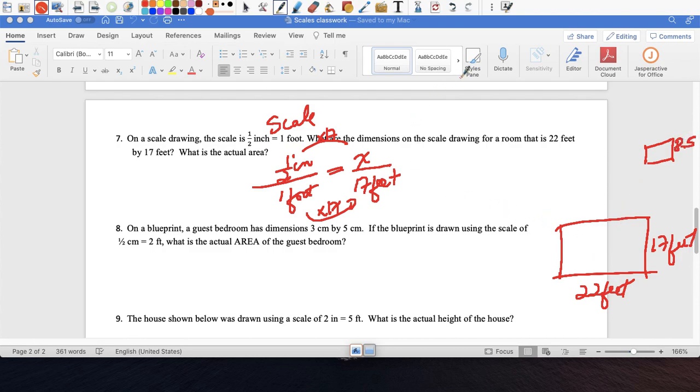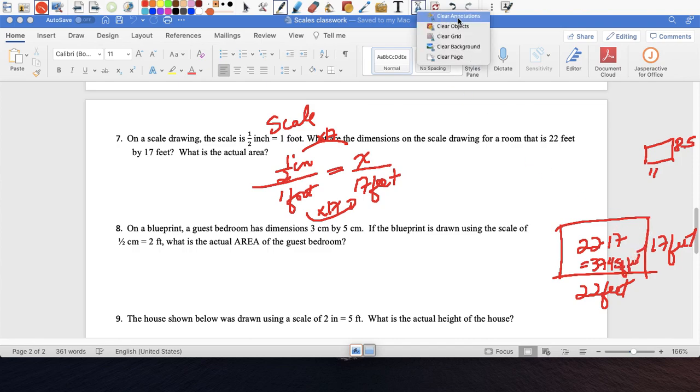Well, the 22, we're just going to divide by 2. So this is going to be 11. And the actual area, well, I don't know why that is there, but it's 22 times 17, the actual area, which is 374 square feet.